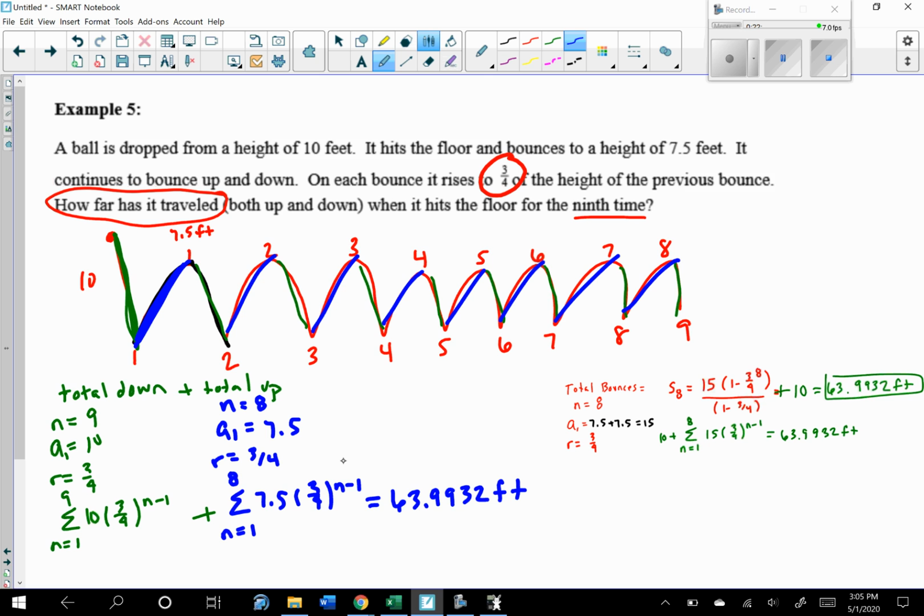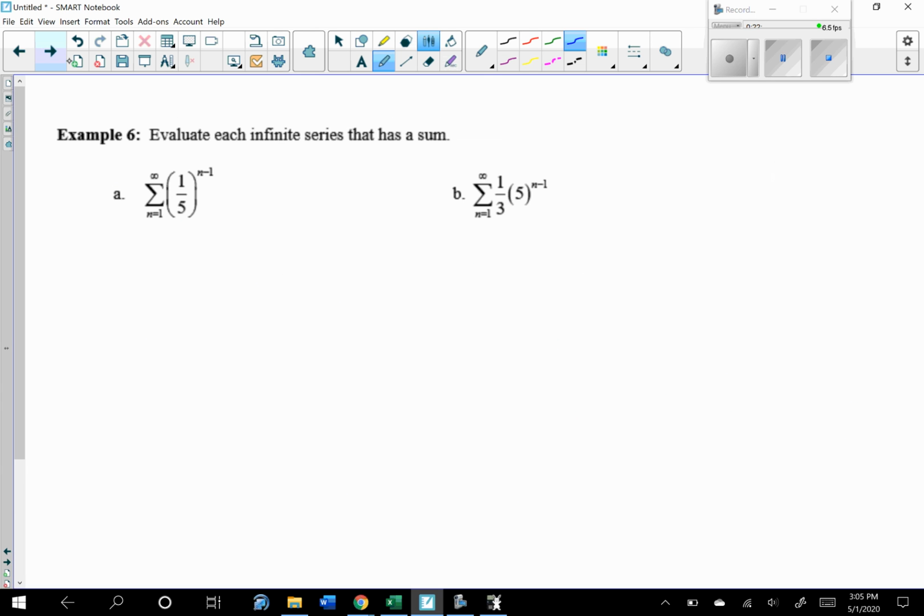So let's go ahead and look at the last example, 6. Example 6 says evaluate each infinite series that has a sum. So for this, remember, we cannot plug these into our calculator, so we're going to have to look at our equation to help us. Remember that when you're using summation notation, we know we're using the explicit form. So this says we want to find the sum of the terms 1 to infinity, so we want to find the sum of all the terms.